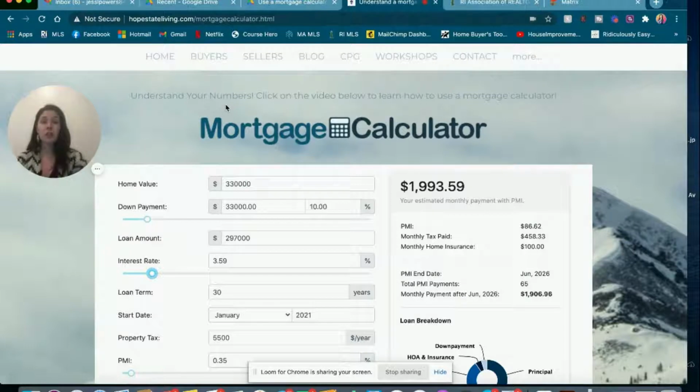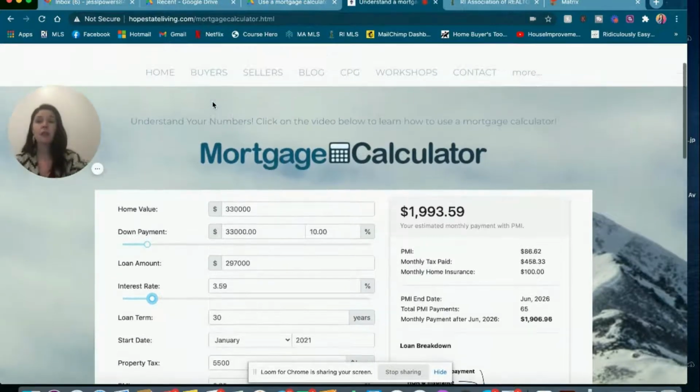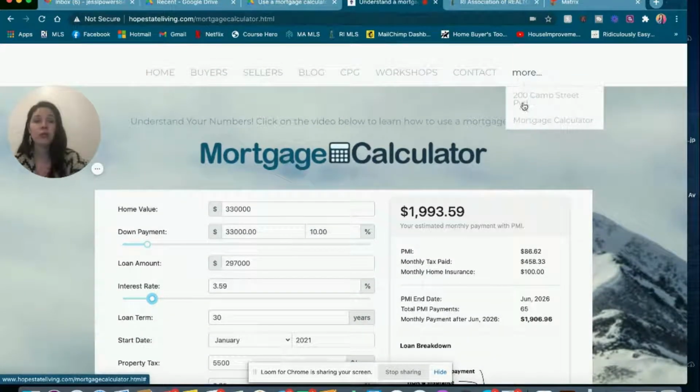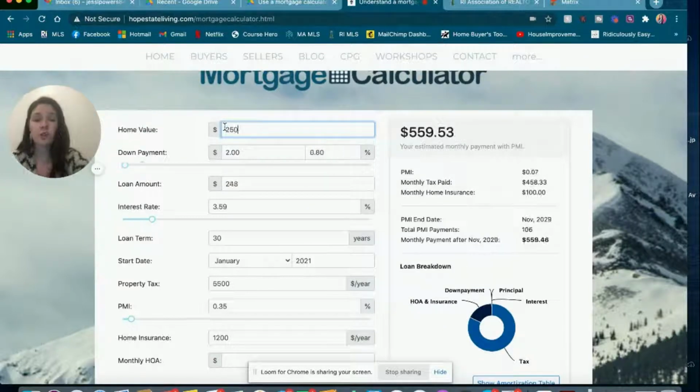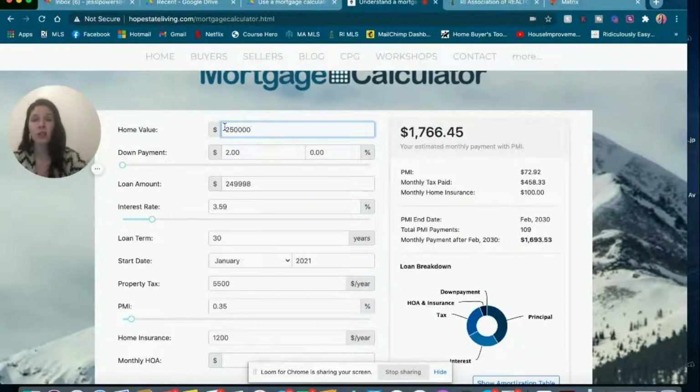So this is a mortgage calculator I have on my website. It's embedded. You can find it right here at More, or you can do hopestatelivinc.com/mortgage calculator. There's lots of mortgage calculators. This one has a few quirks that you have to work around, but overall, I think it does a good job. Let's look at a purchase price of $250,000 for a single family. That's a hard number to find these days, but it is possible.